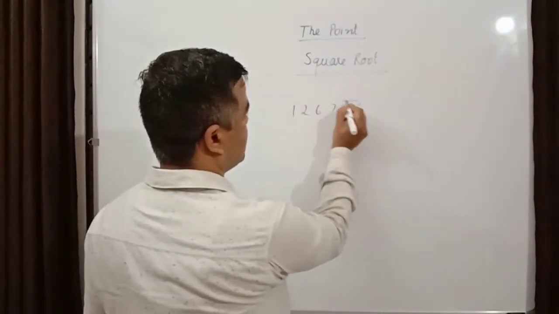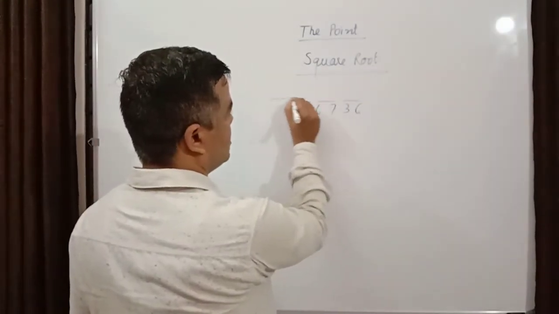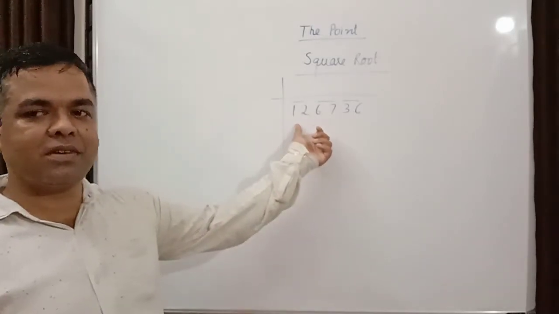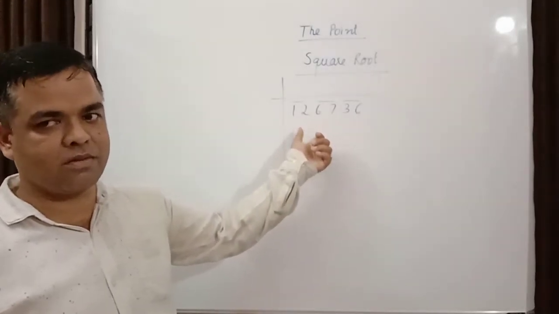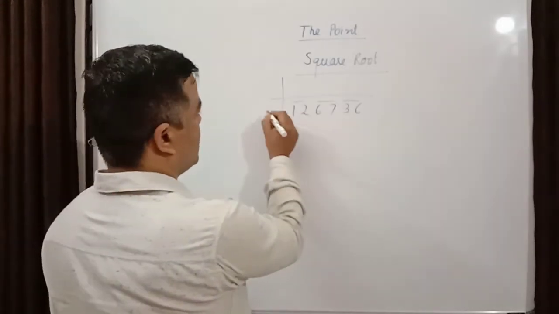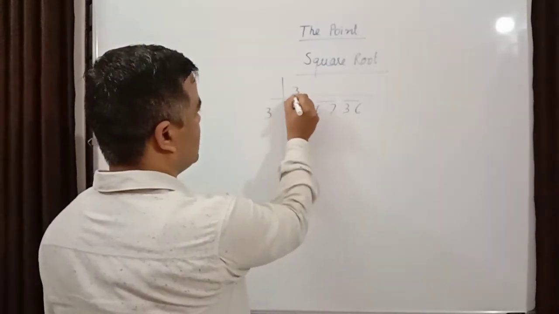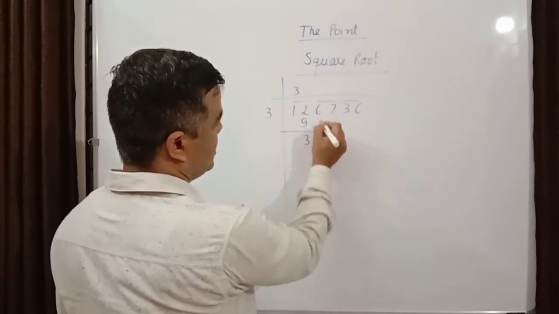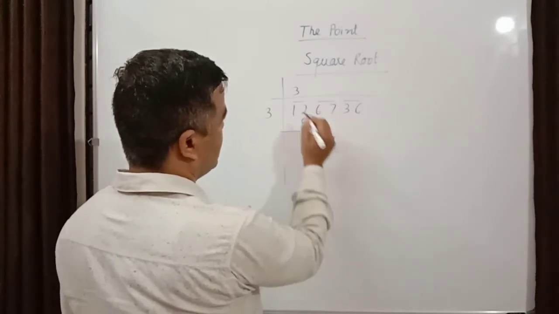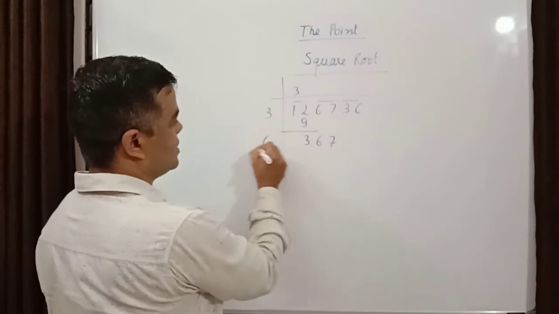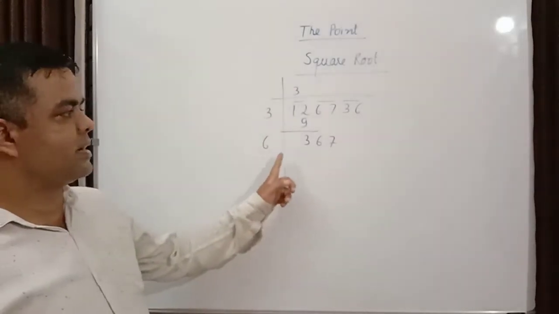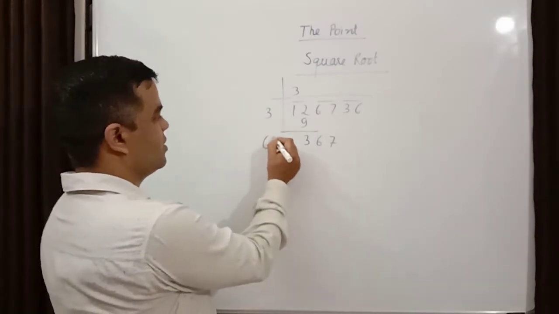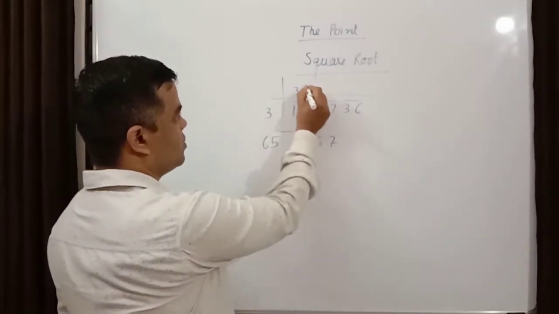Again same method. We make pairs of 2. Suppose in the last if 1 is remaining, then 1 is okay, no problem. You have to take the 1. So again 3 3 ja 9, 3 remaining. Take this complete pair. Double of this is 6. If I take here 6, then it will be more, so I will take a 5. I took here 5.